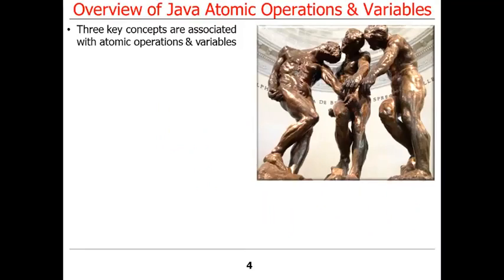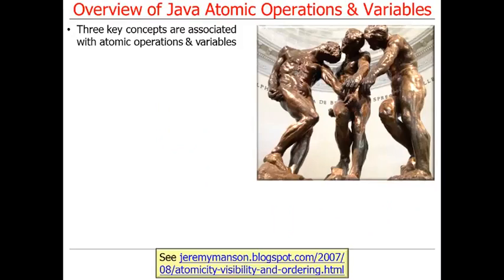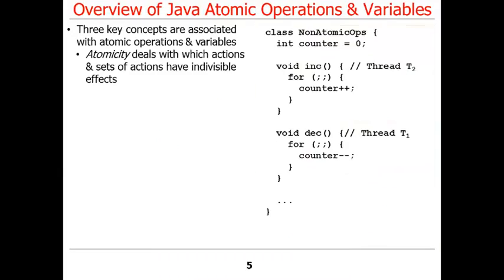So there are three key concepts associated with atomic operations and variables. And you can take a look here at this blog posting for more information about all these things. The first concept, which is really at the core of everything, is atomicity. That really deals with defining actions and or sets of actions that have to be executed indivisibly. In other words, all or nothing.